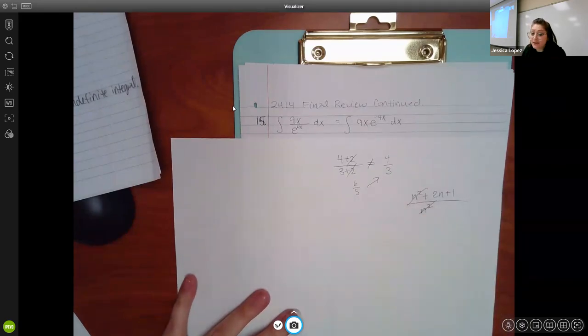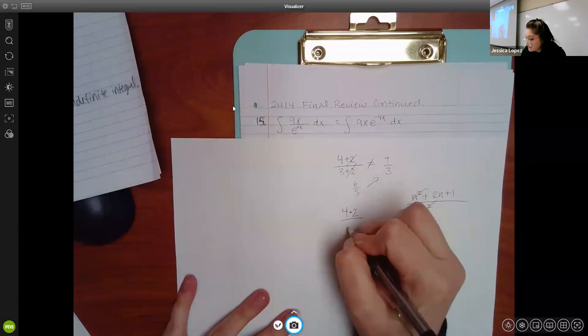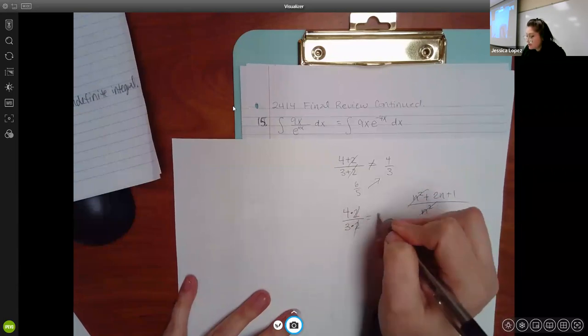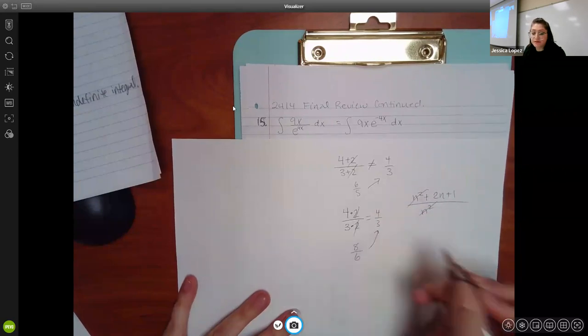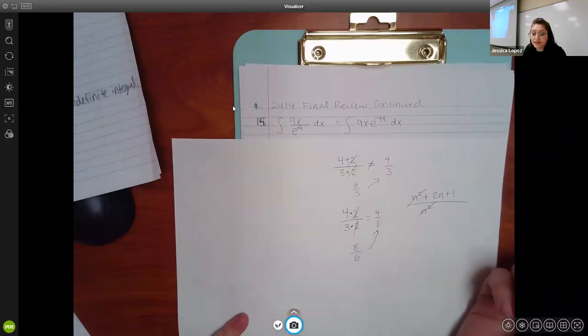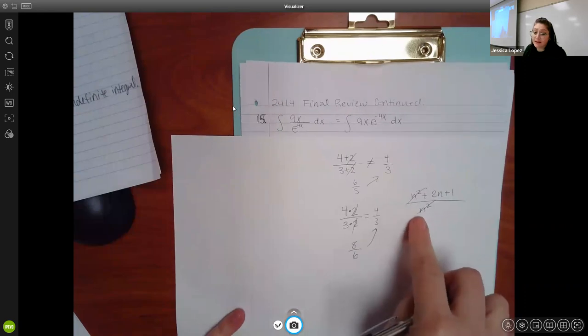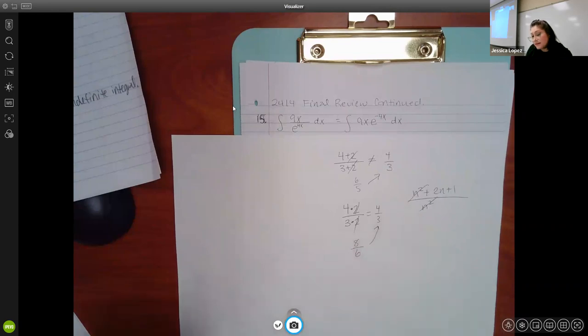You can never ever cancel terms. You can only cancel factors. So if it were 4 times 2 and 3 times 2, then yes, you could cancel the 2s and get 4/3, right? Because 8/6 is still 4/3. Okay, they're the same decimals. So those are equivalent. But this, no, this is not equivalent. Okay. Some of you did it once on this last test, and then some of you did it on every single problem on that test. That is a big, big no-no.